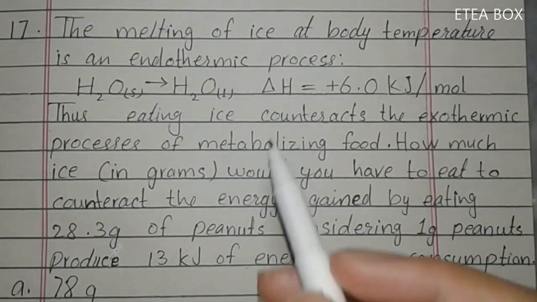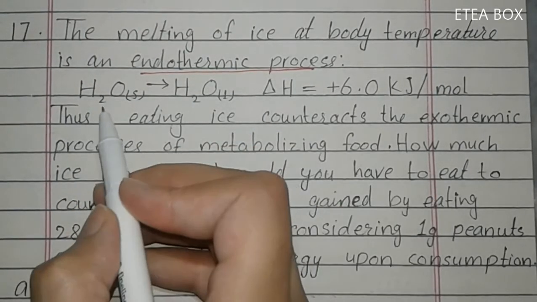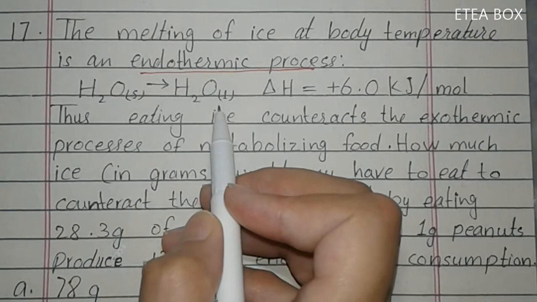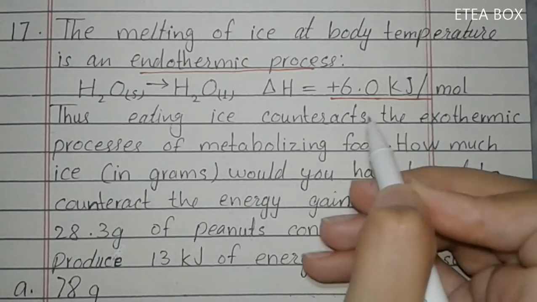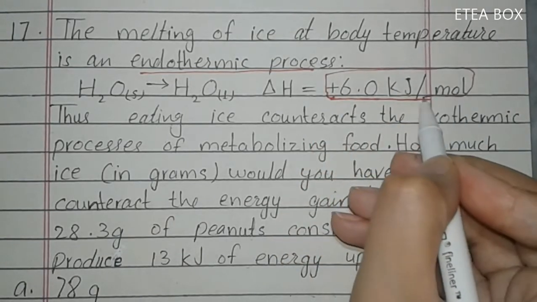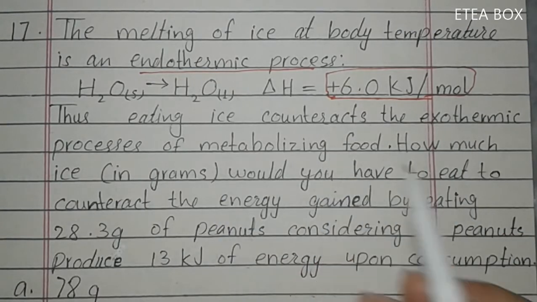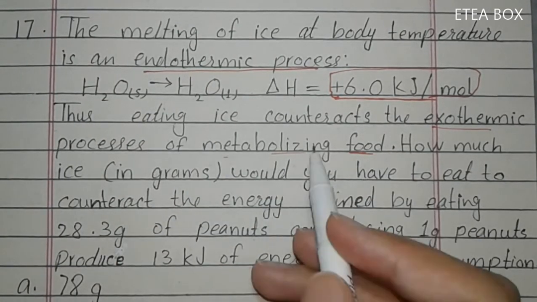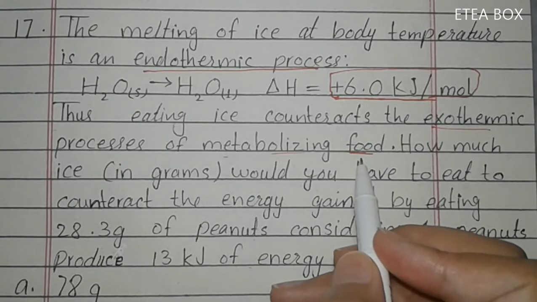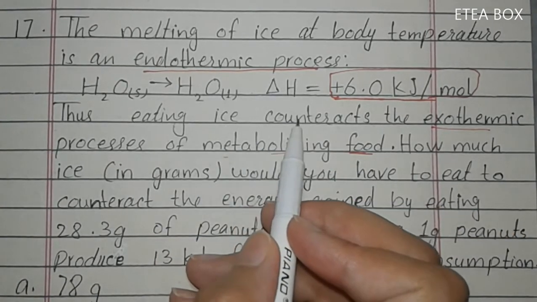17. Melting of ice at body's temperature is an endothermic process. Like H2O is converted from solid into liquid, and it absorbs 6 kilojoule per mole energy. Thus eating ice counteracts the exothermic process of metabolizing food. When we eat food, the exothermic process occurs and the food releases heat. This heat is absorbed by the ice, and the ice is converted into liquid when we eat ice.